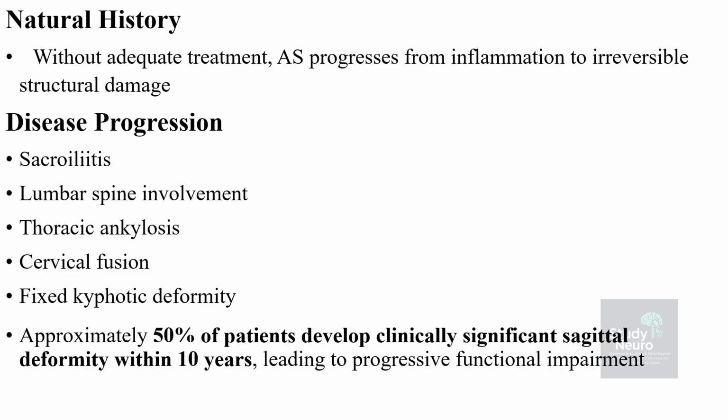The natural history of ankylosing spondylitis is one of gradual progression. Without adequate treatment, ongoing inflammation can lead to irreversible structural changes and loss of normal spinal movement. The disease often begins with inflammation around the sacroiliac joints and may then extend through the lumbar and thoracic spine, eventually causing fusion in the cervical region.